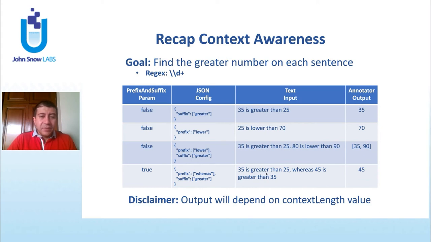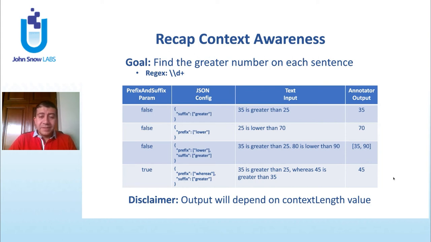Finally, we can have a scenario in which we will need to define a parameter prefix and suffix as true, when we need a logical AND operator to find a match as long as a word is between prefix and suffix, as in this last example that defines whereas as a prefix to show 45, which is the greater number. If we don't set true, we will have two matches here, 35 and 45, for a single sentence, which is not the desired output.